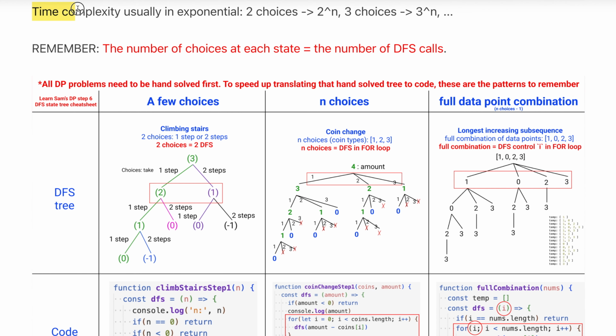To recap, the time complexity is usually exponential. At step 6, using depth-first search for full branching, we have 2 choices. That's going to be 2 to the power of n. 3 choices, it's going to be 3 to the power of n. We don't have to worry about this part for now. And always remember, the number of choices at each state is equal to the number of recursive calls.